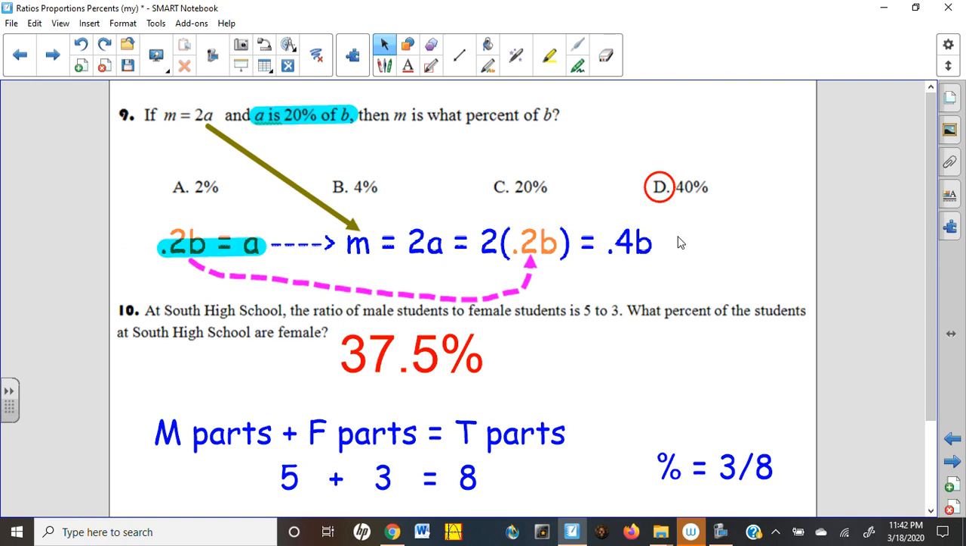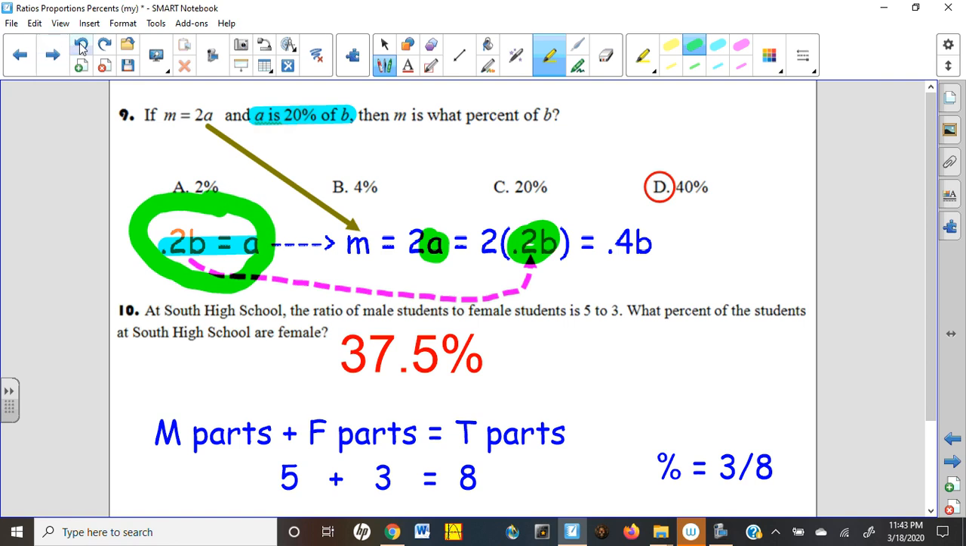Number 9 was a little trickier. Anytime you introduce multiple variables, so now I have M, A, and B, 3 variables, it gets a little trickier. But if we read it right off the bat, A is 20% of B. That means that A is equal to 0.2B right here, right? And what I can do then is go into the equation they gave me, M is equal to 2A, and just substitute what A is equal to, 0.2B, in for A. So we're going to take A and turn it into this, because this tells me that they're equal. And so there's your answer pretty much right there, right?